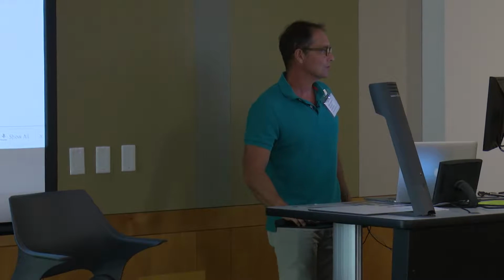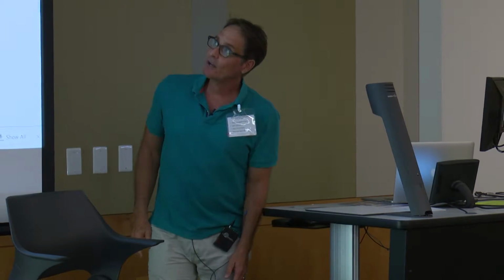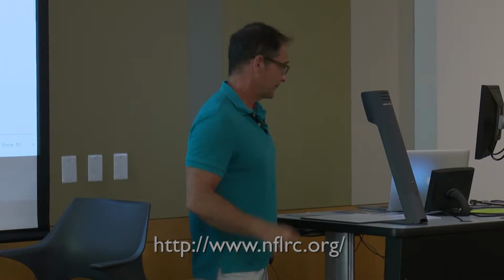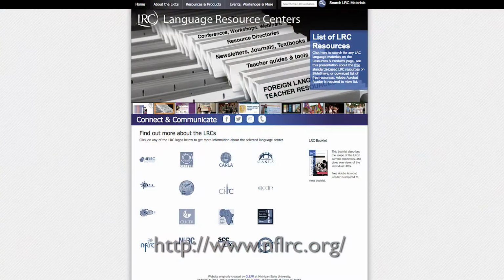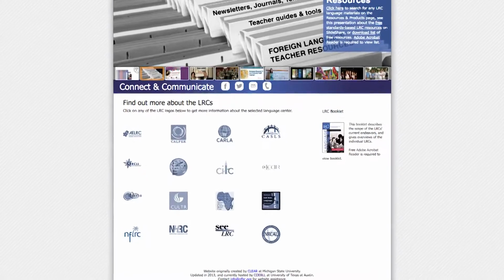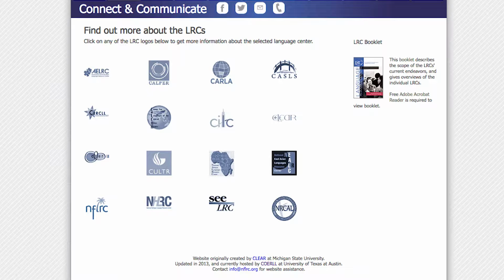Okay, so just a real quick recap. This is a website, nflrc.org, and it's the mother lode for free open materials for all your different languages. There are 70-some languages, so I think we've got you covered. The main point here is these are all the different institutions that are represented. So here's COERLL, that's our logo, and here's COERLL. And so let's go to COERLL, and I'll introduce Chantelle.